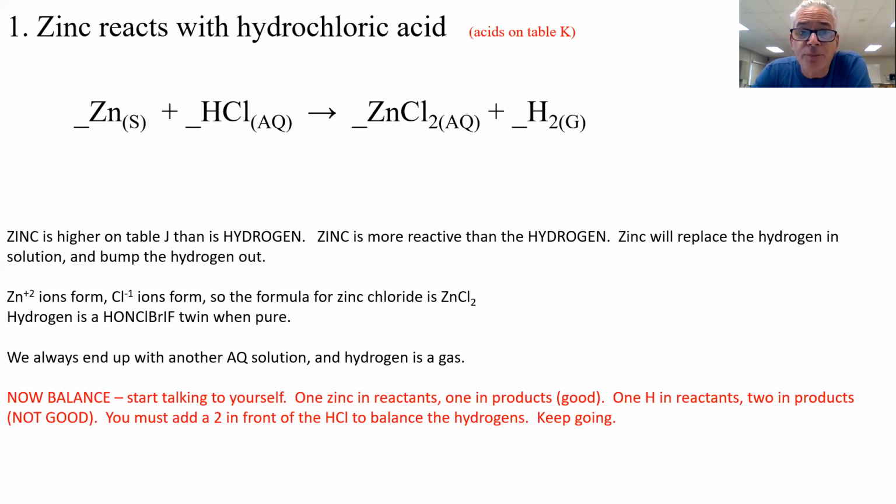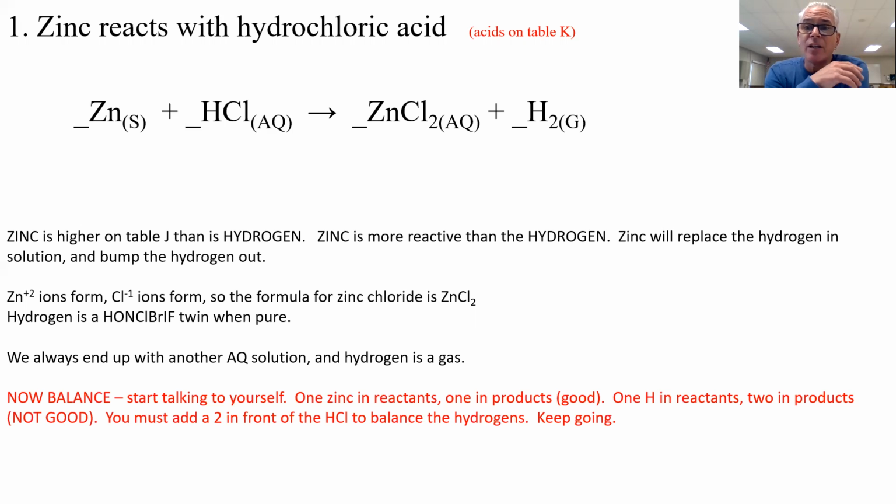Hydrogen, when it gets bumped out, is a Hunkelbrief twin. When it's pure, it's H2. In the compound HCl, hydrogen and chlorine are both Hunkelbriefs, but not when they're HCl. They're a compound. They're not pure hydrogen or pure chlorine. In zinc chloride, chlorine happens to be 2 chlorines, not because it's a Hunkelbrief, but because zinc is a +2 ion. This is the skeleton. Zinc and hydrochloric acid will form into zinc chloride solution and hydrogen gas.